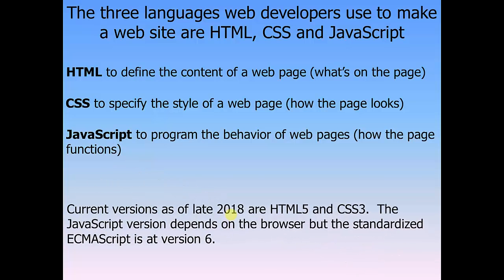Current versions as of late 2018 are HTML5 and CSS3. The JavaScript version depends on the browser, but the standardized ECMAScript is at version 6. So there's an ECMAScript thing that goes with JavaScript, and it depends on the browser. I don't even want to get into it. Really, you basically need to know HTML5 and CSS3, and then most people just say JavaScript.